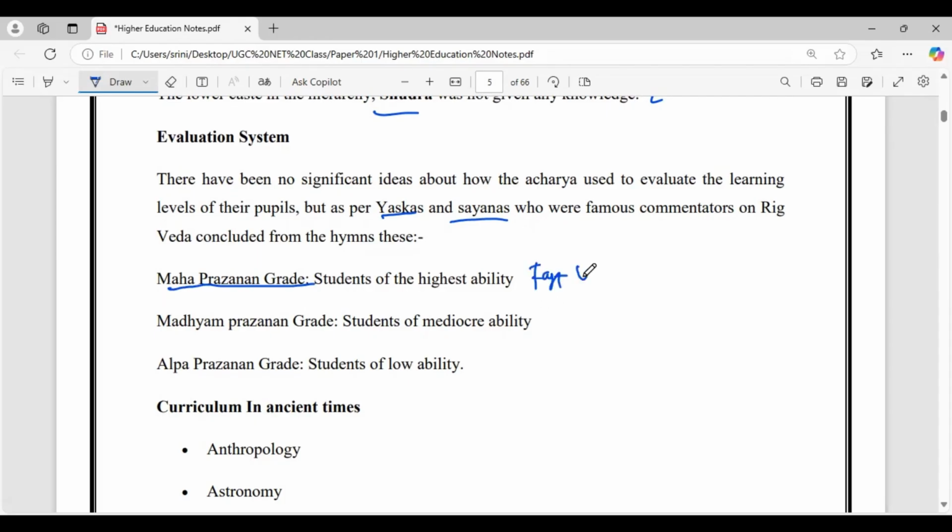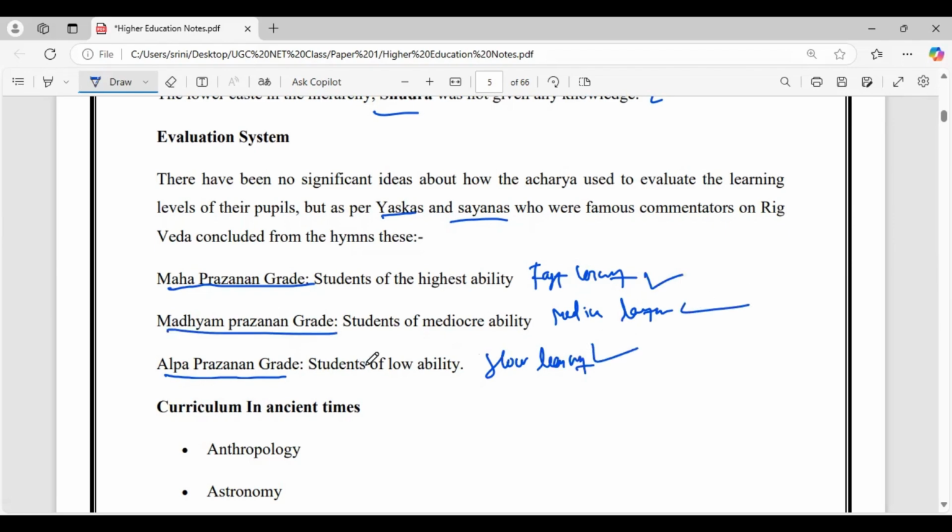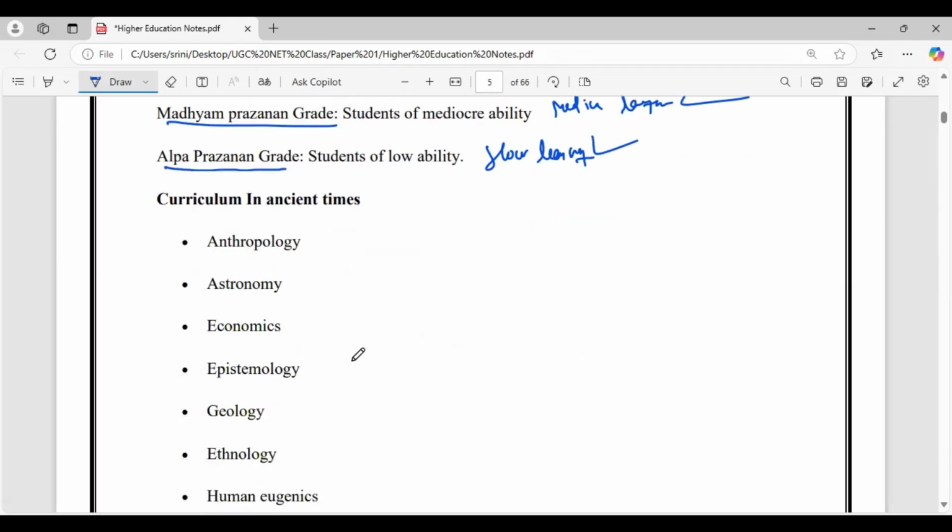students of highest ability, such as fast learners. Then Madhyaprajna grade, students of mediocre abilities, medium learners. And Alpaprajna grade, students of low ability, slow learners. So Mahaprajna, fast learner; Madhyaprajna, medium learner; Alpaprajna, slow learner.